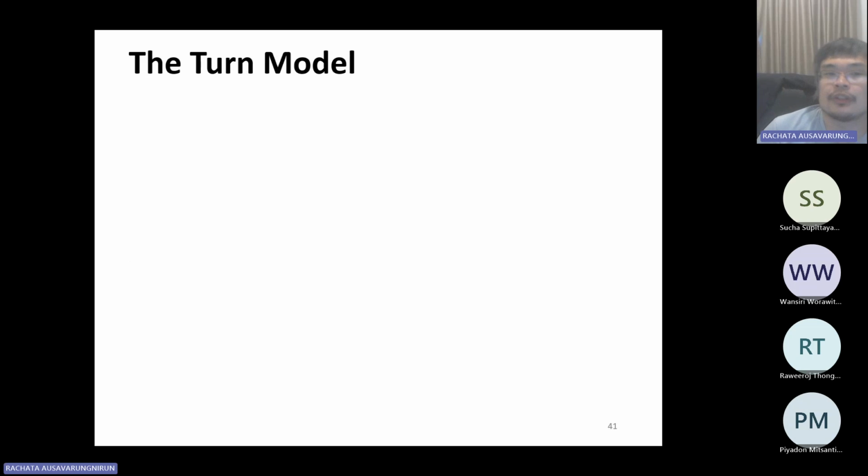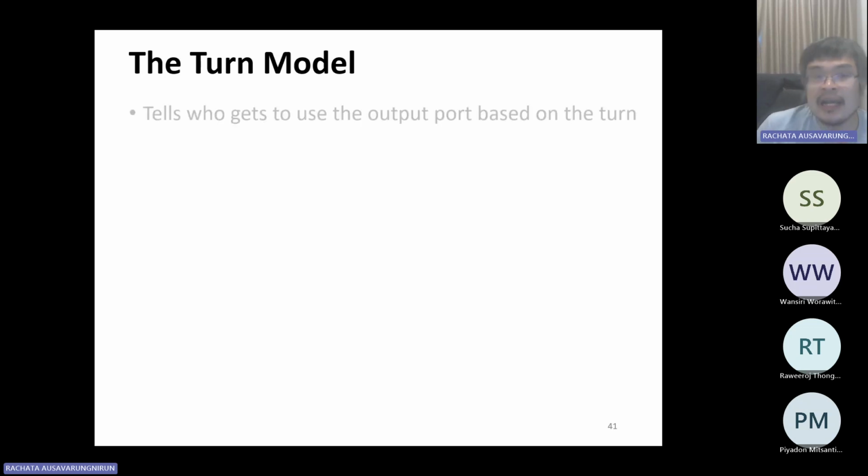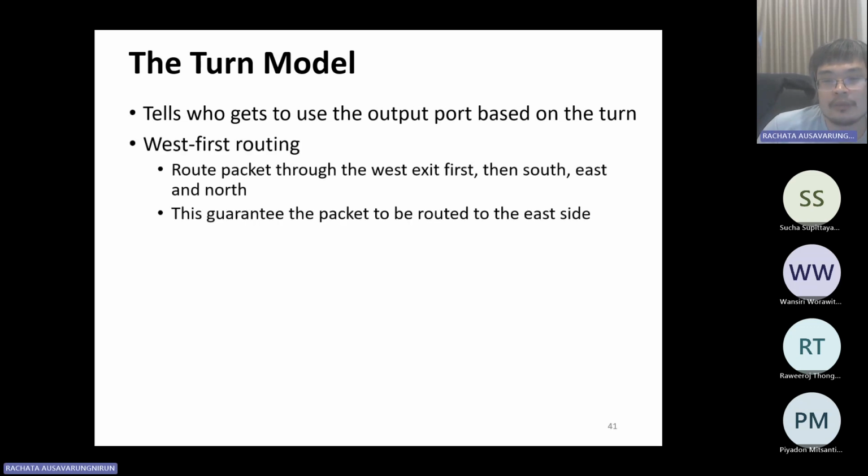There's also this thing called the turn model. The turn model basically dictates what turn can you make? Can you make the left turn? Can you make the right turn? This is there to ensure a deadlock-free network in adaptive routing. So you can do west first. You route packet through the west exit first, then south and east and north. This guarantees that packet will be going to the east side. This makes sure that forward progress is made.